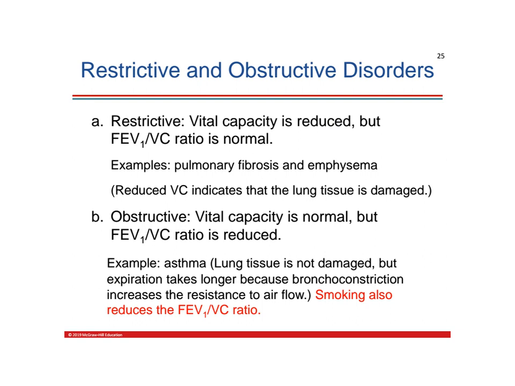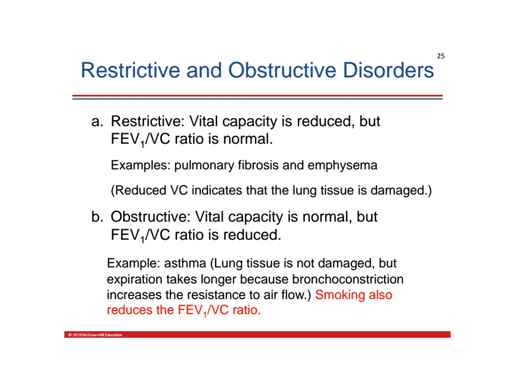Using spirometry, we can essentially classify all lung disorders as either being restrictive or obstructive. A restrictive disorder is one in which the vital capacity is reduced, but the FEV1 to VC, or vital capacity, ratio is normal. Examples of this kind of disease would be pulmonary fibrosis and emphysema. The reduced vital capacity indicates that there's been lung tissue damage. Now, the other kind of lung disease would be obstructive lung disease. This is where you might have a normal vital capacity, but the FEV1 to vital capacity ratio is reduced. A classic example of an obstructive lung disease would be asthma. The lung tissue is not damaged. This person has a normal vital capacity, but the expiration takes longer, and this would be due to bronchoconstriction, which increases the resistance to airflow.